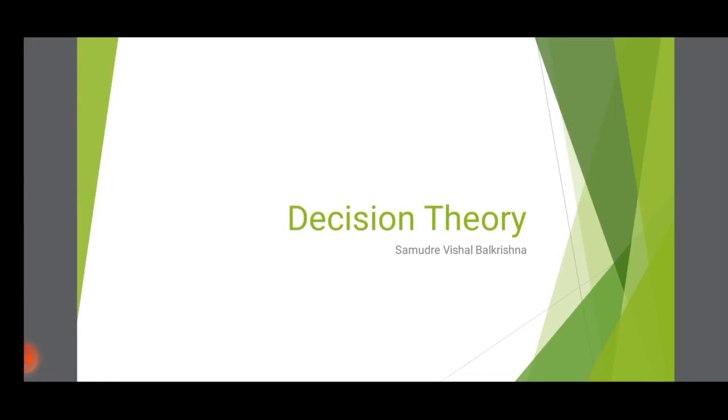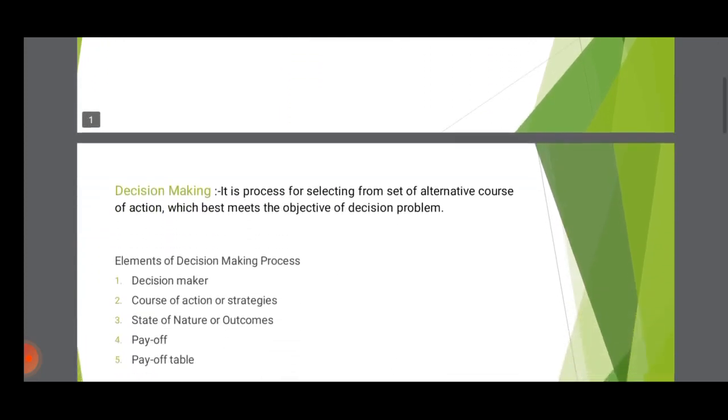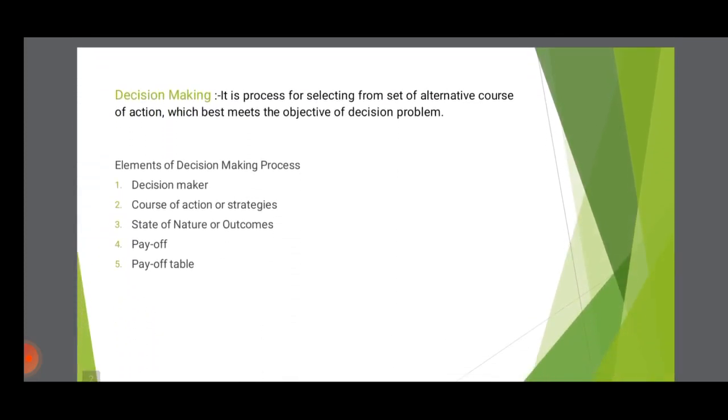In performing various functions like planning, organizing, controlling, coordinating, etc., a manager has to take several decisions. Therefore, decision theory is important. Next point, decision making. It is a process for selecting from a set of alternative courses of action the one which best meets the objective of the decision problem making process.